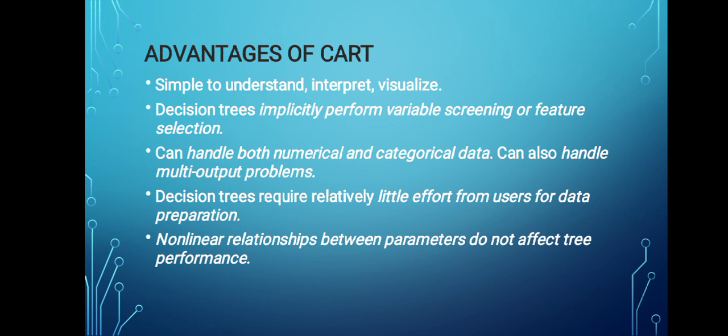Advantages of CART. Simple to understand, interpret, and visualize. Decision trees implicitly perform variable screening or feature selection. Can handle both numerical and categorical data. Can also handle multi-output problems. Decision trees require relatively little effort from users for data preparation. Non-linear relationships between parameters do not affect the tree's performance.